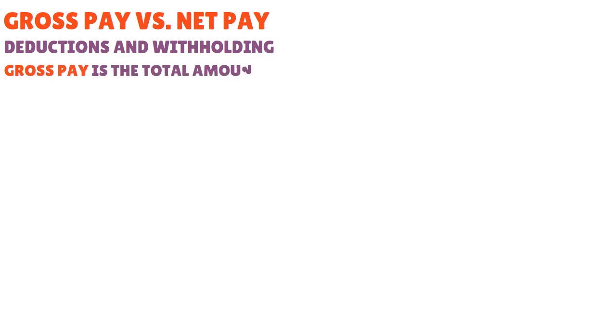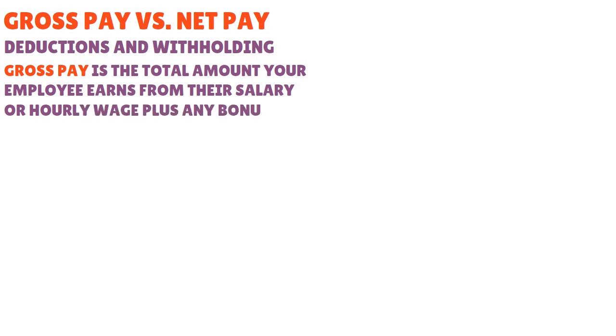So in today's conversation, I will explain to you how to get things done properly without using software or a third-party payroll service. Let's first talk about gross pay versus net pay. So deductions and withholdings make up the difference between gross pay and net pay. So gross pay is actually the total amount your employee earns from their salary or hourly wage plus any bonuses, commissions, and other forms of compensation.